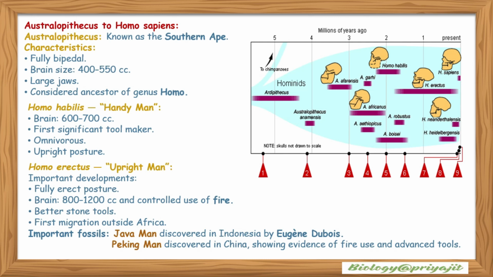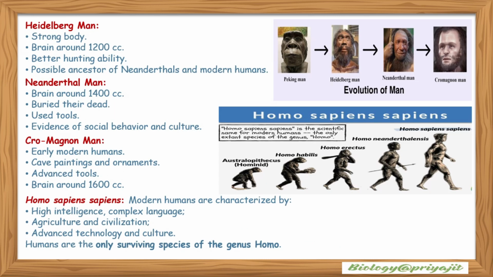Important fossils: Java man discovered in Indonesia by Eugene Dubois. Peking man discovered in China showing evidence of fire use and advanced tools. Heidelberg man, they have strong body, brain around 1200 cc, better hunting ability, possible ancestor of Neanderthals and modern humans. Neanderthal man, brain around 1400 cc, buried their dead, used tools, evidence of social behavior and culture. Cro-Magnon man, they are early modern humans, cave paintings and ornaments, advanced tools, brain around 1600 cc.